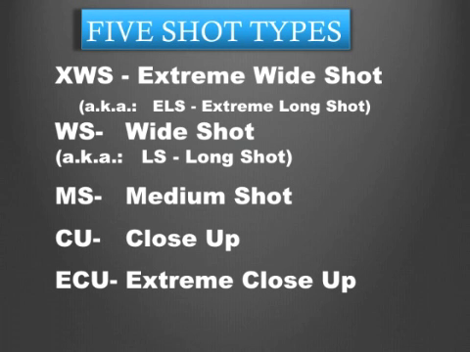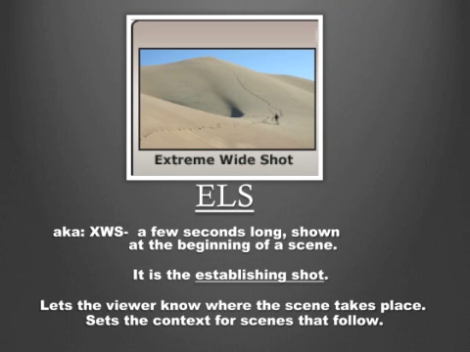The 5 shot types, extreme wide shot, medium shot, close-up, and extreme close-up, all have abbreviations which are used in storyboards and scripts. The extreme wide shot, or ELS, also known as the XWS, is a few seconds long, shown at the beginning of a scene. It is an establishing shot. It lets the viewer know where the scene takes place and sets the context for the scenes that follow.